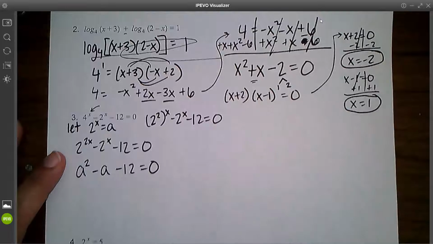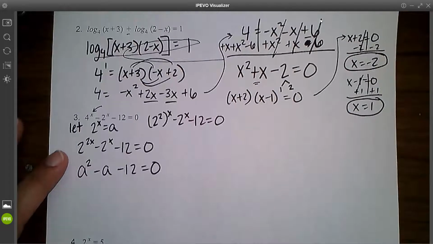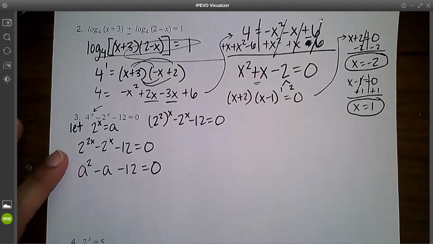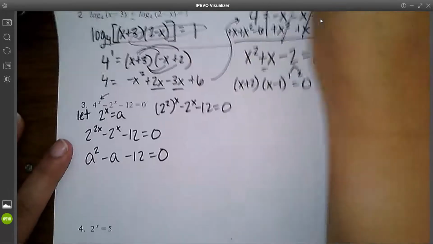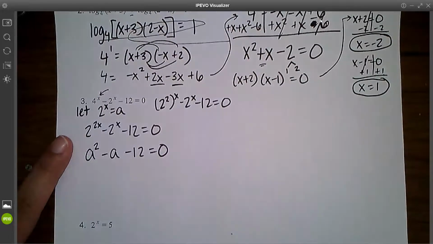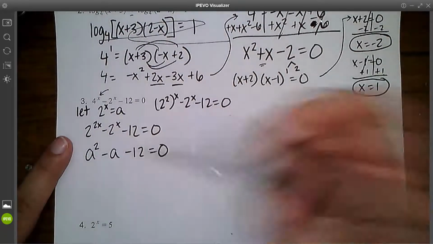So what I'm doing is I'm just substituting, and I'm going to solve a different equation for a value and then set up two other equations. It's really cool. Math is fun. So now this is a quadratic equation just like we did here. We can factor this one.